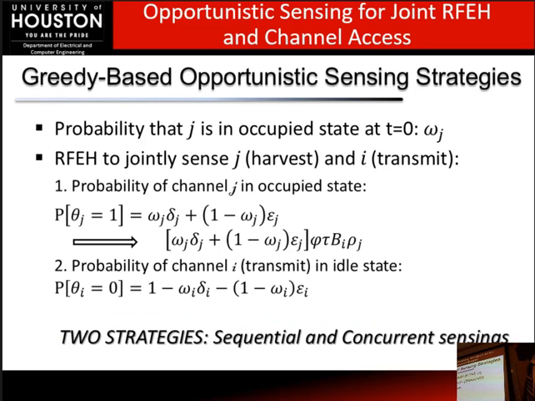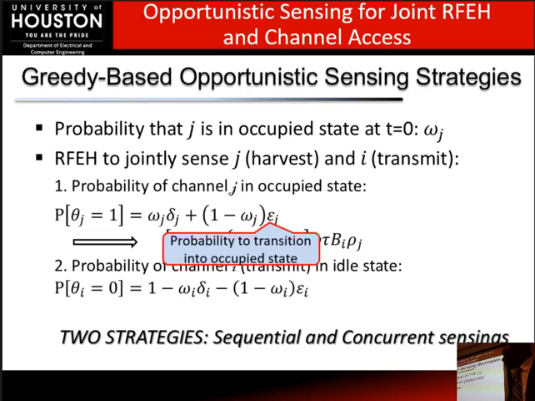So first, I define the probability that one channel, J, is in occupied state as omega J. Our energy harvester has to jointly search for one channel to harvest energy and one channel to transmit data. The probability that channel J is in occupied state is given by this one, where omega J, as I said earlier, is the probability that the channel is in occupied state and it's going to stay occupied. The other probability is that the channel was not occupied, it was idle, but it's going to transition into occupied state at the next decision level.